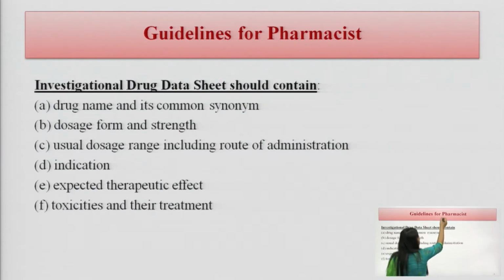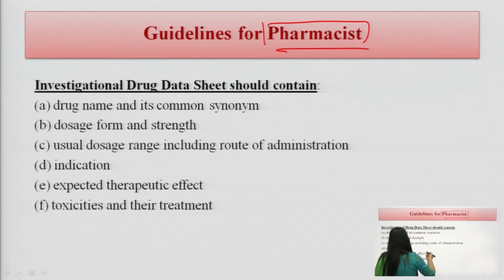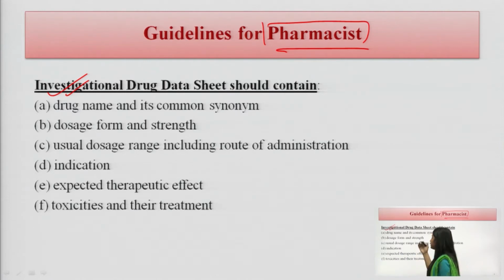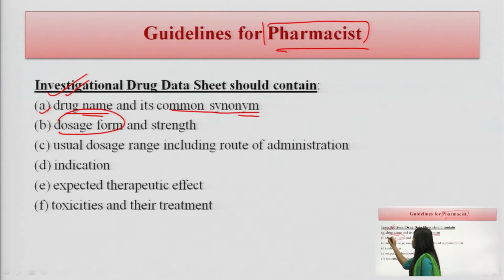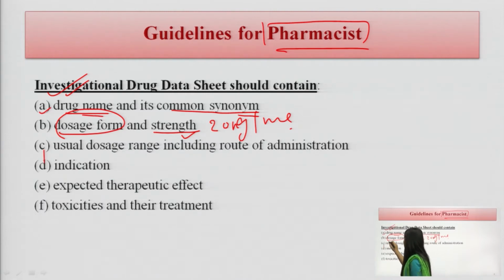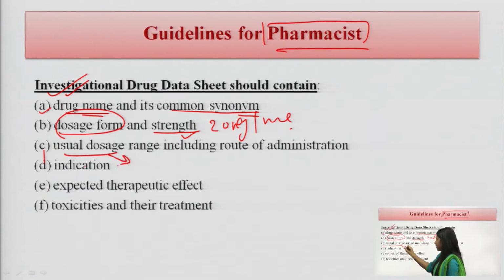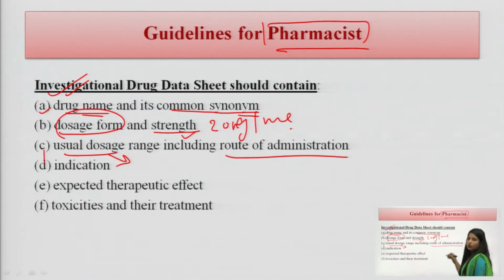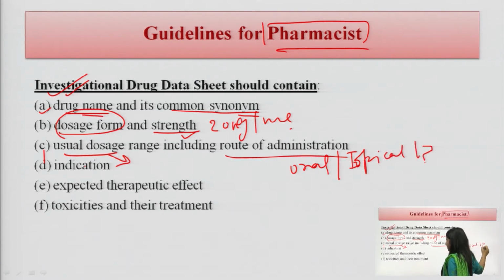Now, pharmacists also prepare a sheet, a form, called the investigational drug data sheet. What is the information in the investigational drug data sheet? It includes the drug name, its common synonyms, the dosage form, meaning capsules, tablet, injection, like this. What is the strength? For example, 2 mg/mL. So, strength should be mentioned. Usual dosage for the therapeutic application, meaning if we are treating any disease, what is the usual dosage, what is the therapeutic range for it, and also the route of administration, meaning whether it is oral, topical or by IV. So this information should be included in the investigational drug data sheet.